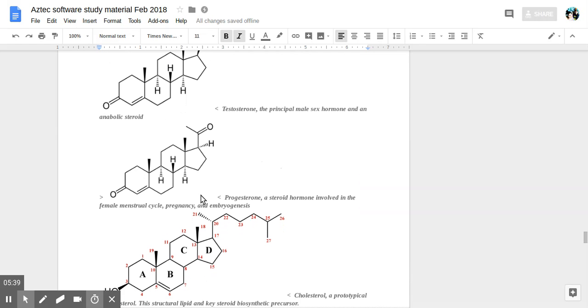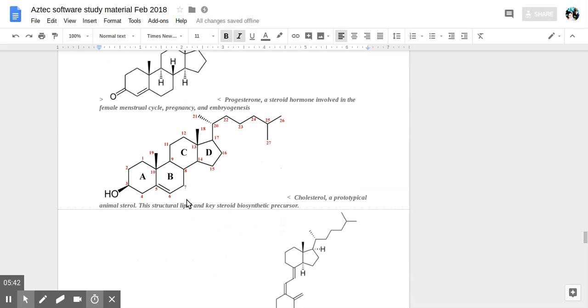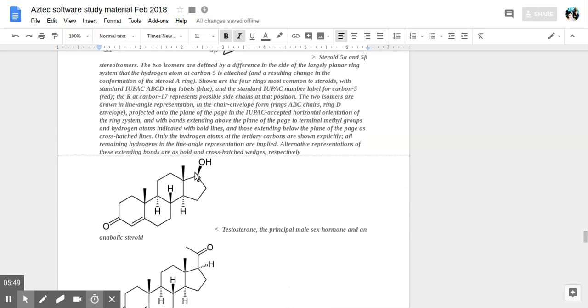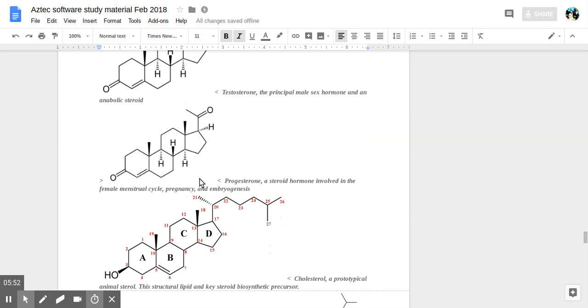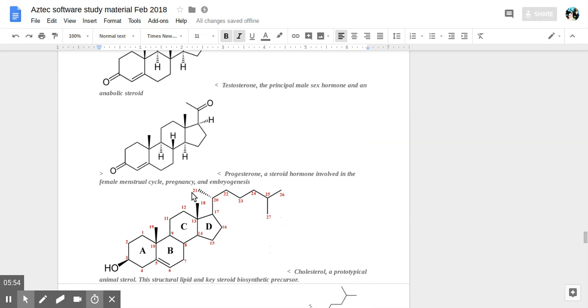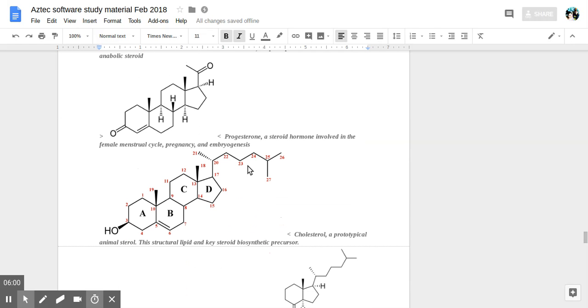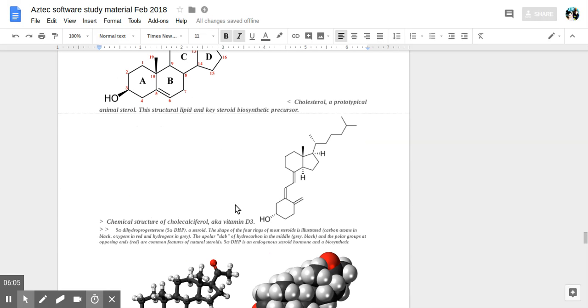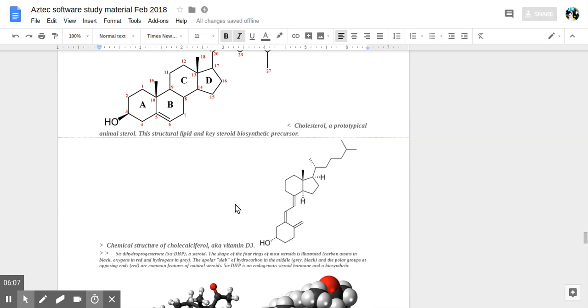Oxygen, hydrogen. Okay, and this one's cholesterol, a typical animal sterol, which is the structural lipid and key steroid biosynthetic precursor. The long chain is the side chain. This is cholecalciferol, aka vitamin D3. So it looks a little bit different.